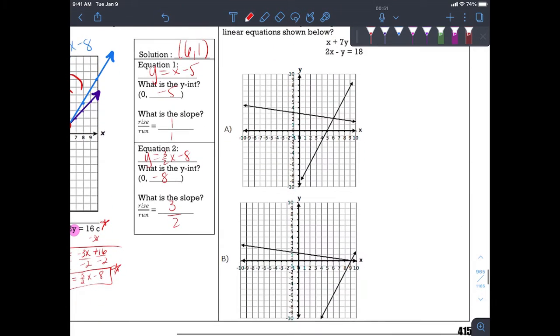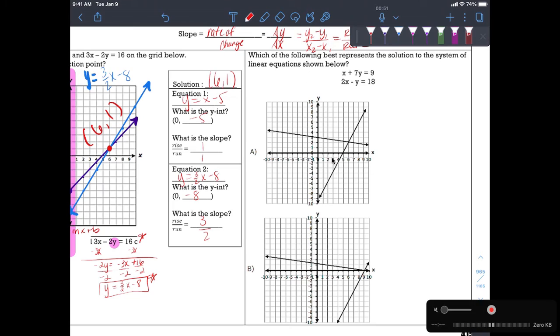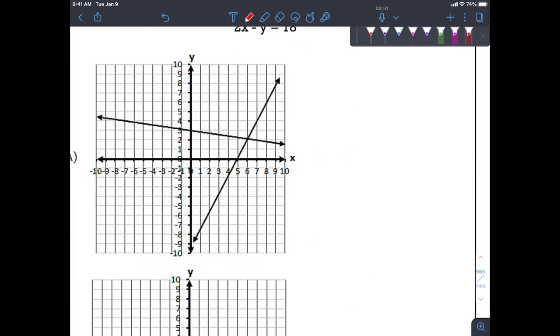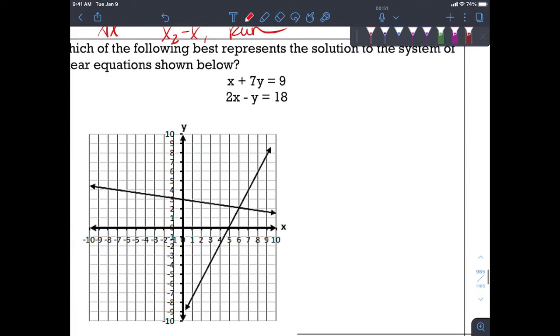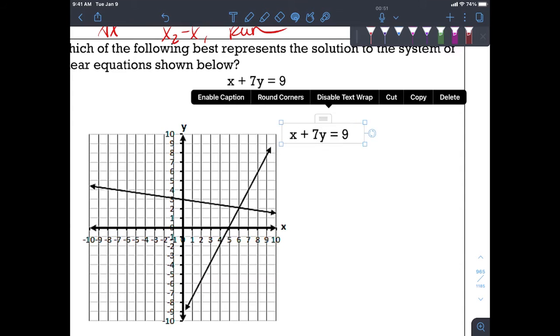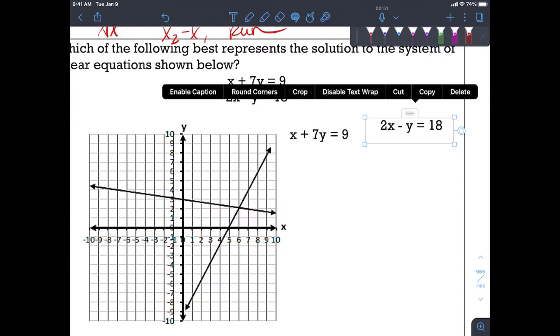All right, let's look at the second example. So here again, they're asking me to do a very similar process. However, they are instead giving me the graphs, and I just have to decide which one is correct. Now, these are really ugly graphs and are hard to read. But what I'm going to do is copy each one of these equations, and turn them into y equals mx plus b.